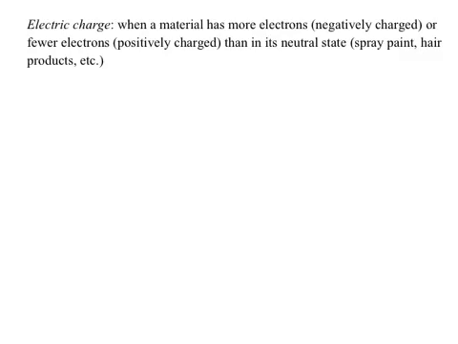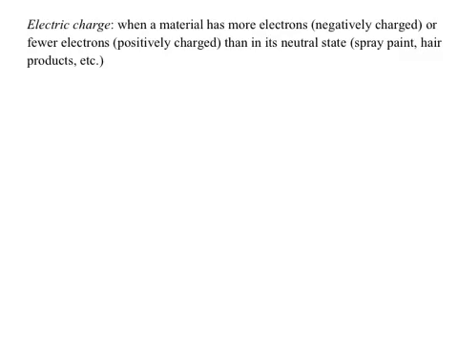Simply put, electric charge occurs when a material has more electrons, making it negatively charged, or fewer electrons, making it positively charged, than in its neutral state. So every material has a neutral state. If there is an abundance of electrons, it's negatively charged. If there is a lack of electrons, it is positively charged.